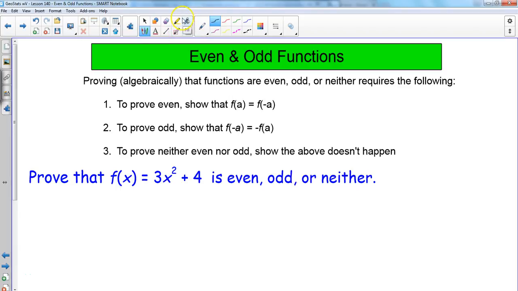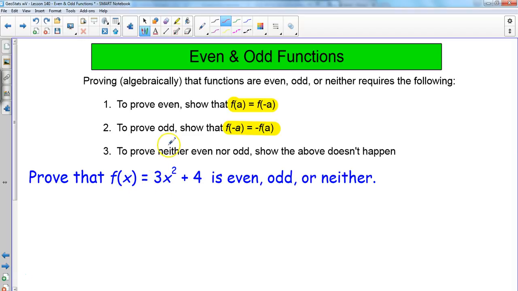Alright guys, so in these videos we're going to look at a couple different functions, and we want to prove whether some functions are even, odd, or neither. So just to recap, if we want to prove that a particular function is even, we show that when we pick a value and plug that value in, we get the same output as if we were to plug in the opposite of that value, or in other words, that f of a equals f of negative a. If we want to prove that it's odd, we show that f of negative a is equal to negative f of a. And if neither one of these conditions happens, then we would say that it's neither even nor odd.